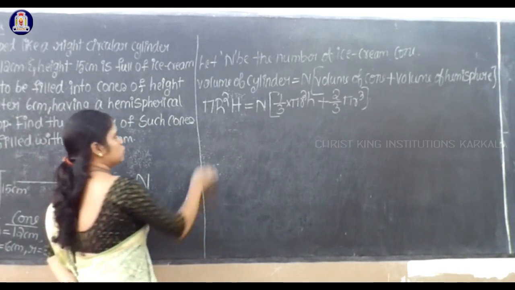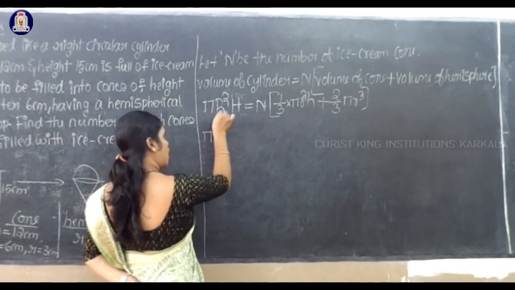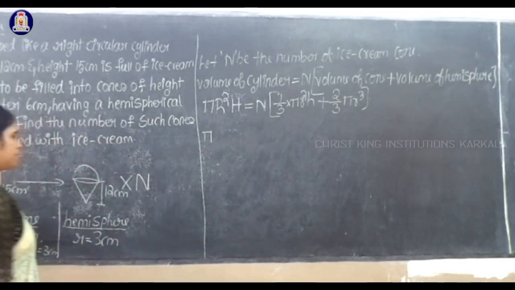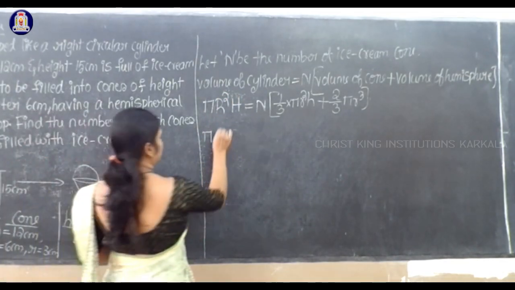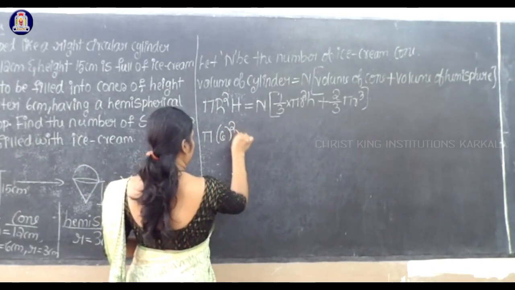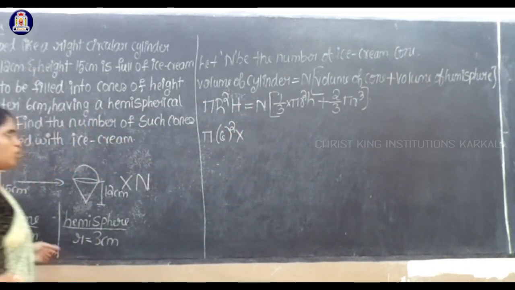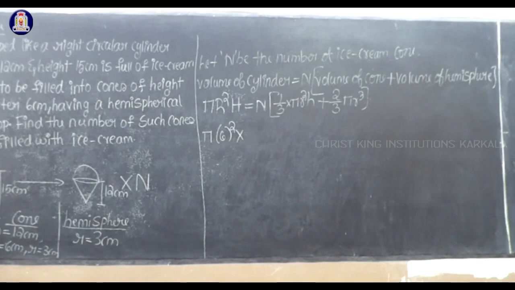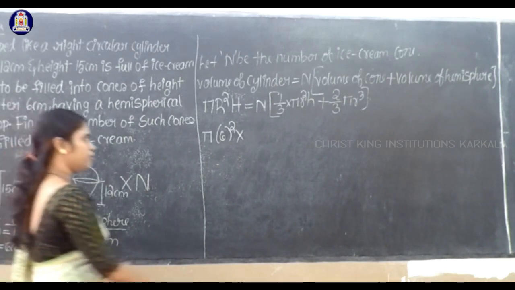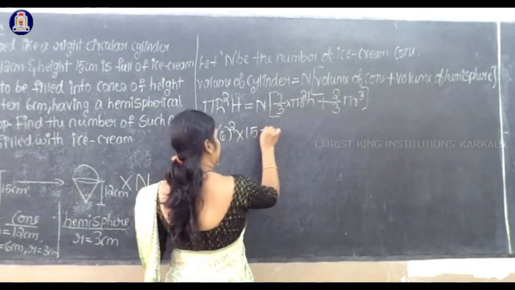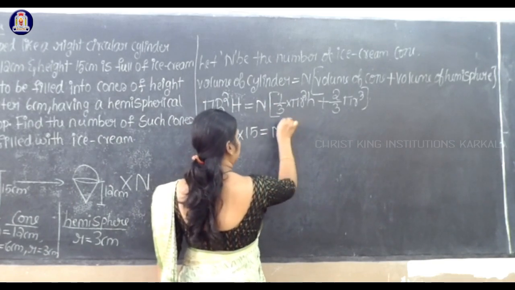So now, pi r square. What is the value of capital letter R? Capital R is equal to 6. So therefore I will write 6 square into h. What is the value of capital letter H? Capital H is equal to 15. Equal to n into.